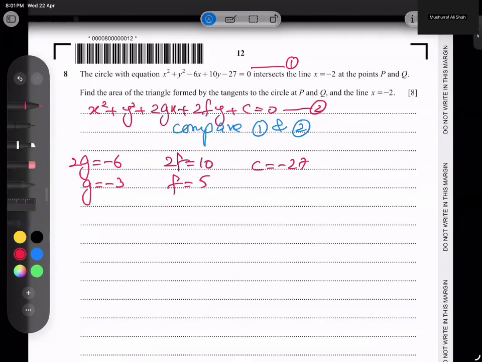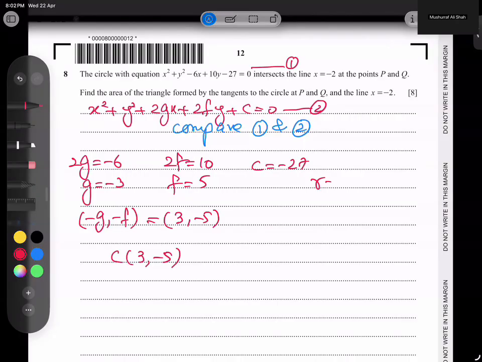And what is the center formula? The center C, always (-g, -f). This is the formula of the center. So it means both signs must change, short story. So I got 3 and -5. So the center of the circle turns out to be (3, -5).